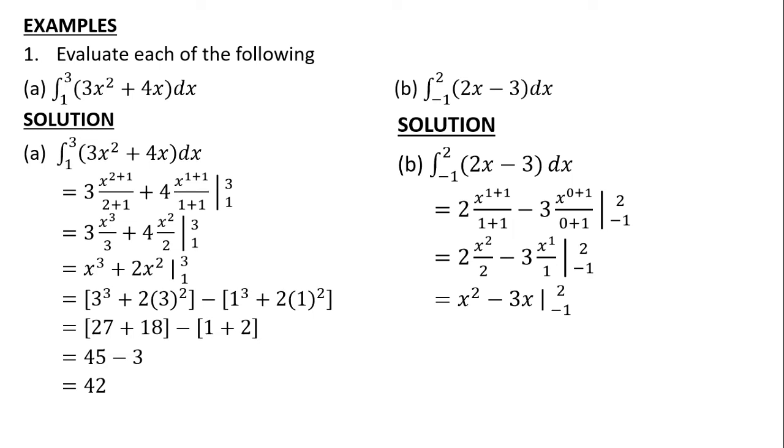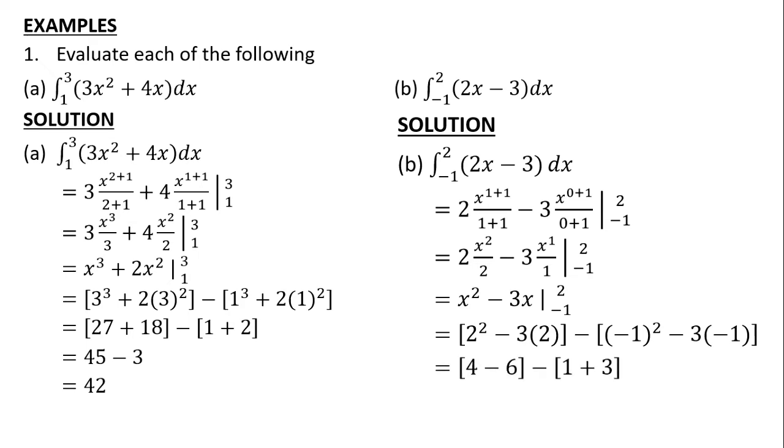So we are going to replace a 2 where there's x, and then we'll subtract by replacing a -1 where there's x. So we are going to say 2 squared minus 3, open your bracket 2, close your bracket, minus -1 squared minus 3 times -1. So that is going to give us 4 minus 6 minus 1 plus 3.